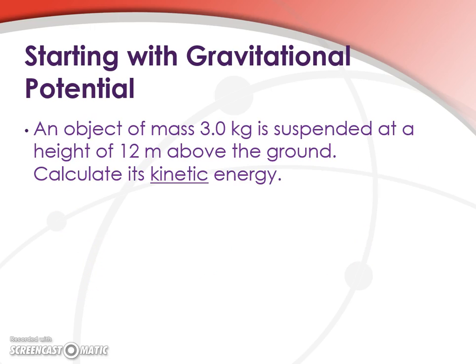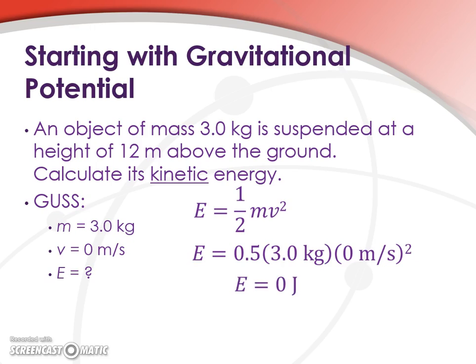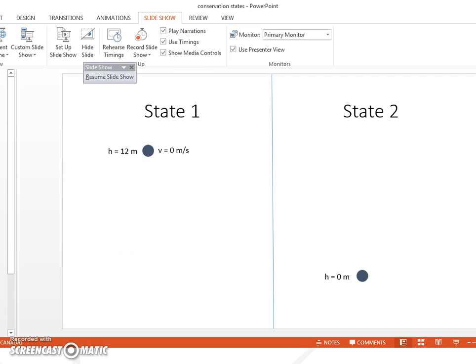So, what about the kinetic energy? Well, we have an expression for this now. Our velocity, because it's suspended in the air, is 0 meters per second. E equals 1/2 mv squared, and the energy equals 0. No great surprise, it's not moving. The kinetic energy is 0. So this is our basic situation then. Our velocity, 0. Our gravitational potential, 350 joules. And our kinetic energy, 0 joules.